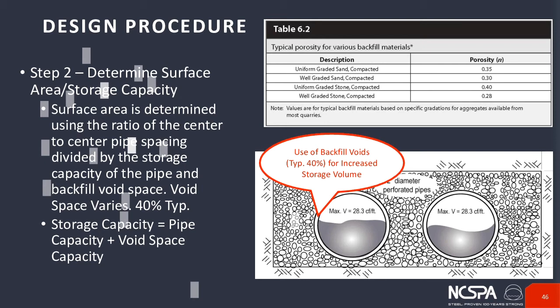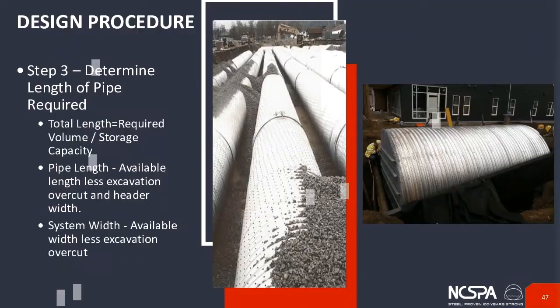And then you also have to define what your storage capacity is, and that's going to be the capacity of your pipe plus your total void space. So then your third step is to determine the length of the pipe that you need. And that's pretty simple. You take your total retention volume that you need and you divide it by your storage capacity, which again is the capacity of your pipe plus your void space.